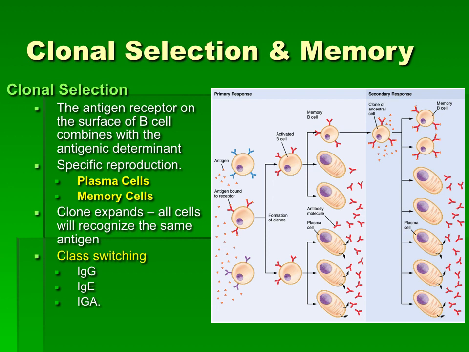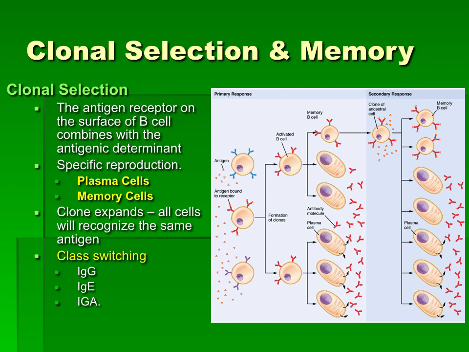And they're literally secreting hundreds of thousands of these molecules every second. It's an amazing amount that they secrete. And so they begin fighting the infection right away. Some of the cells, though, are kind of set aside for the future. So you produce not only activated B cells that are secreting antibody, those are called plasma cells, but you also produce cells for future infections. And so the clone expands. You get more and more cells that recognize that specific antigen.